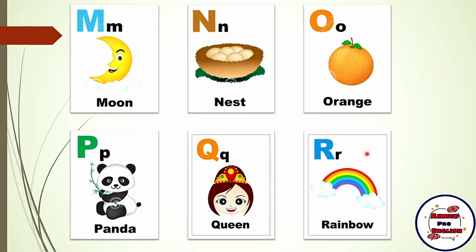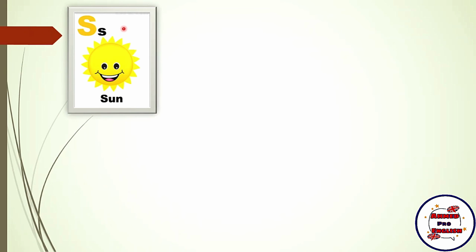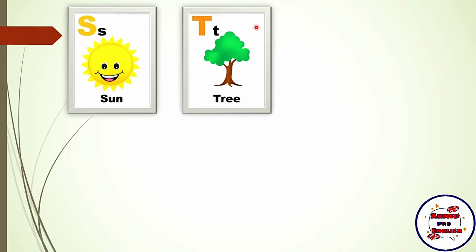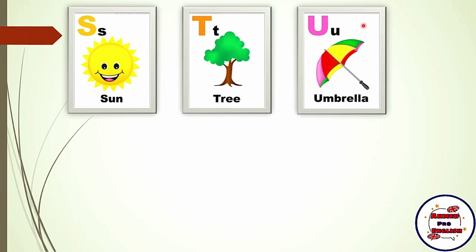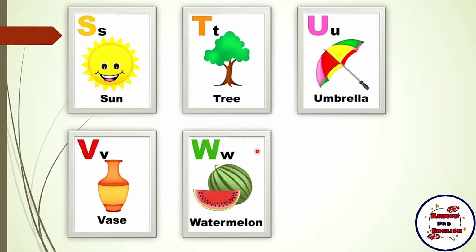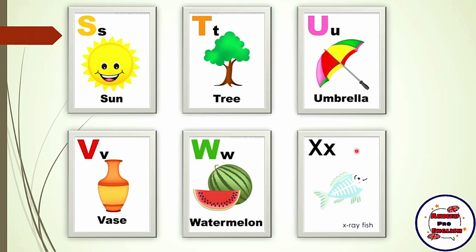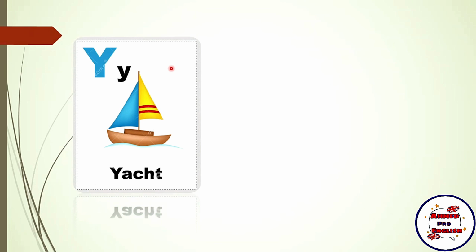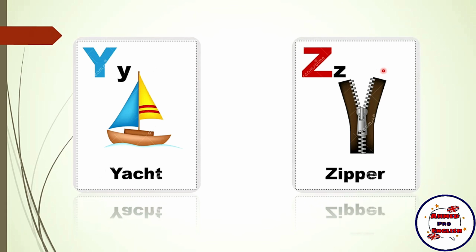R for rainbow, rainbow. S for sun, sun. T for tree, tree. U for umbrella, umbrella. V for vase, vase. W for watermelon, watermelon. X for X-ray fish, X-ray fish. Y for yacht, yacht. Z for zipper, zipper.